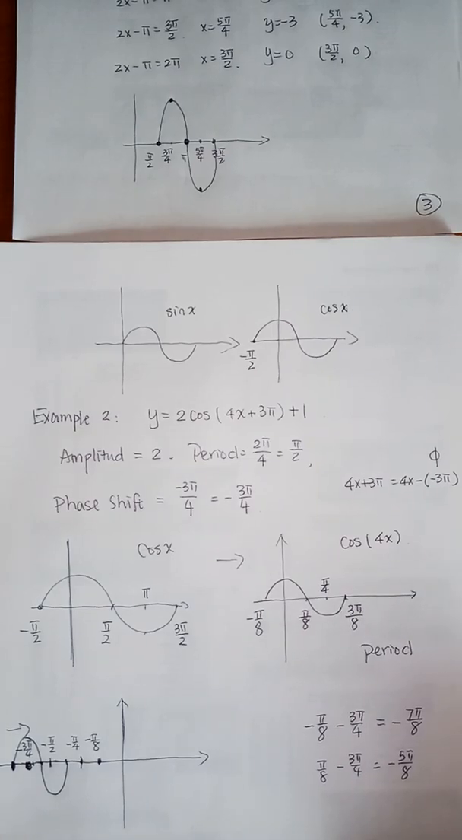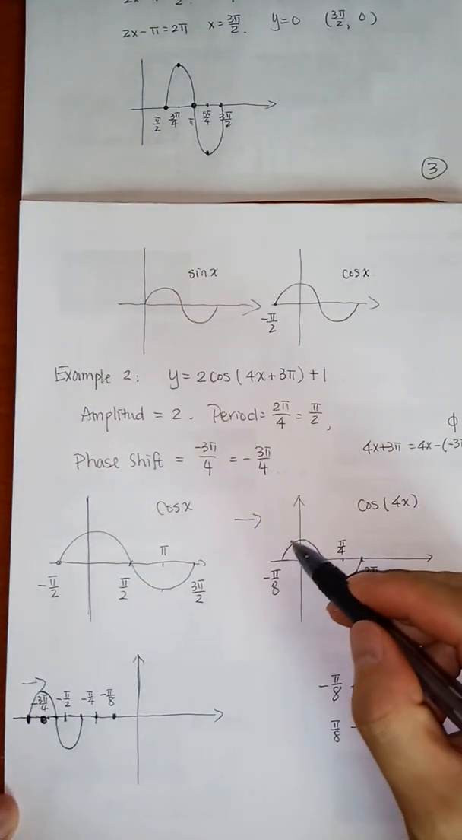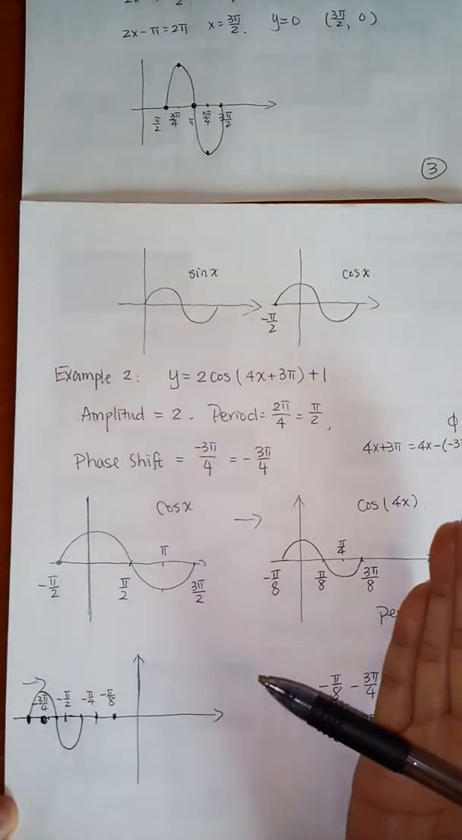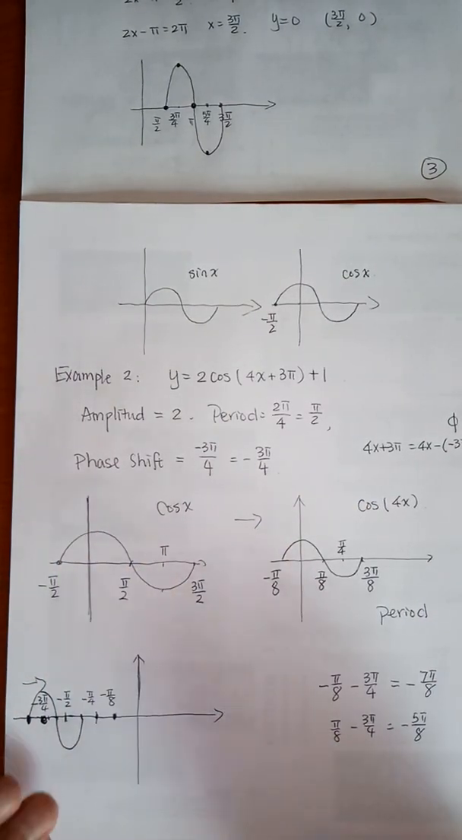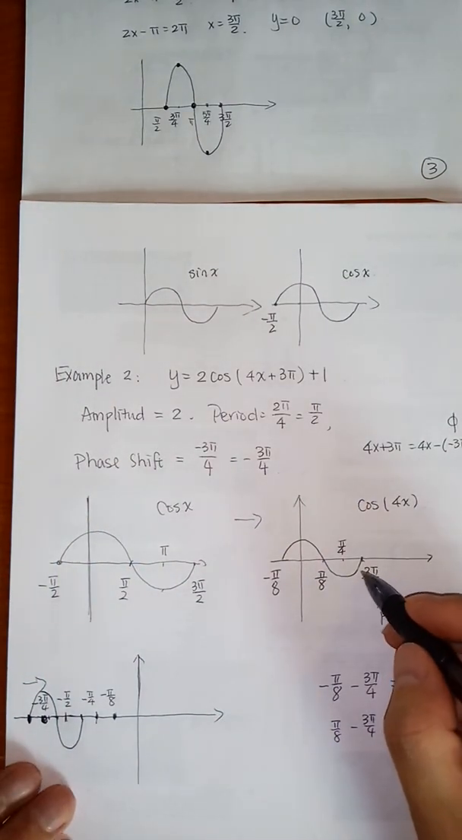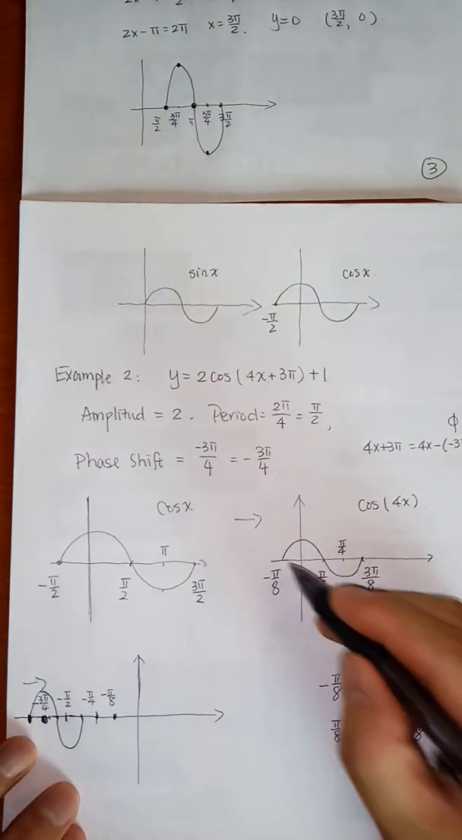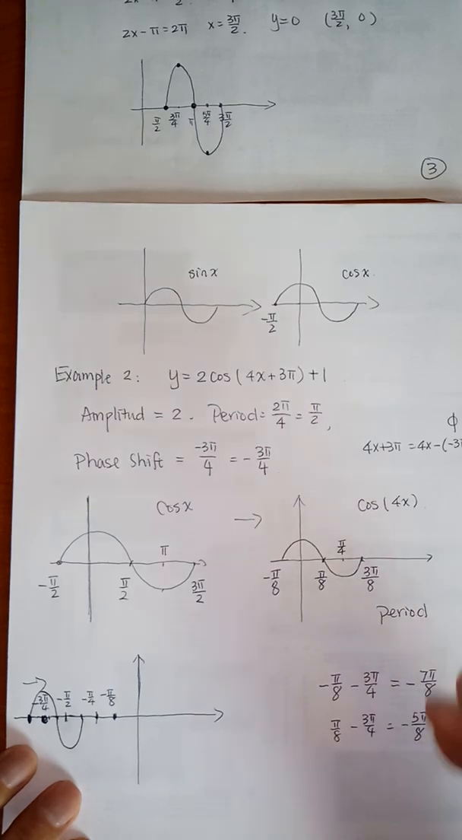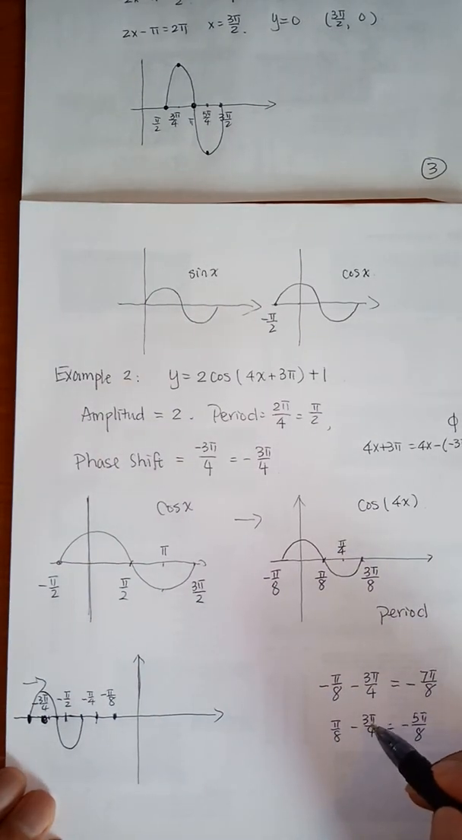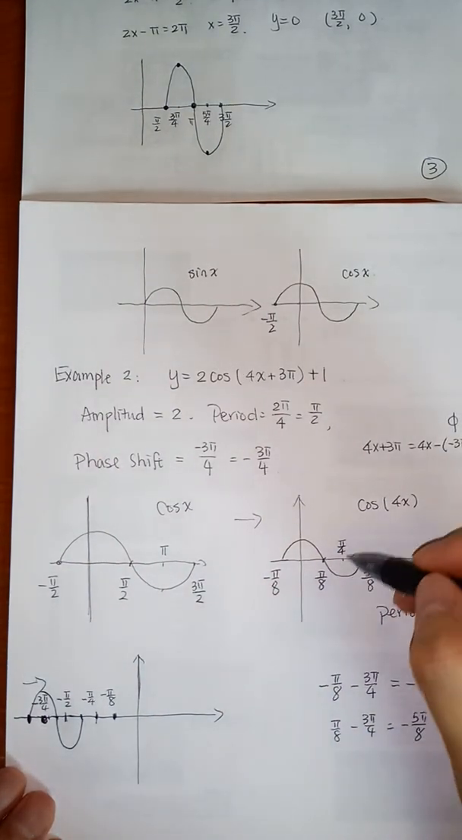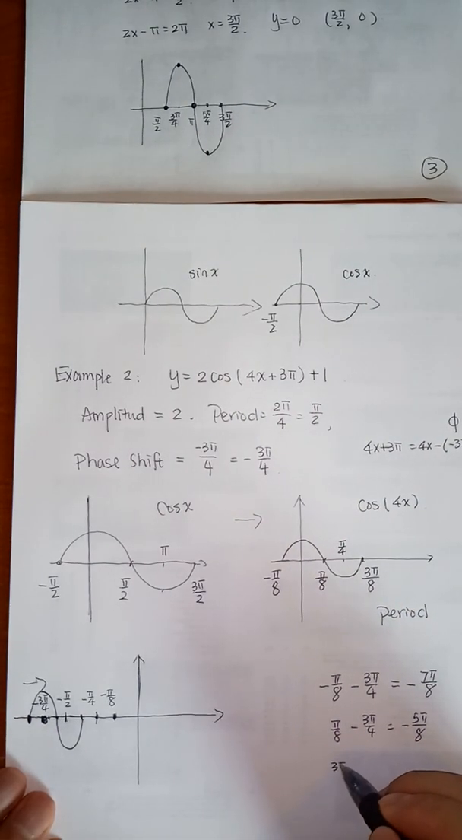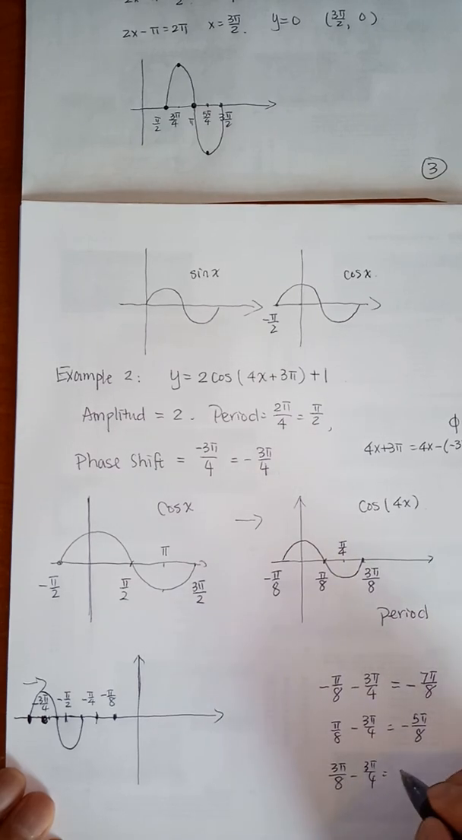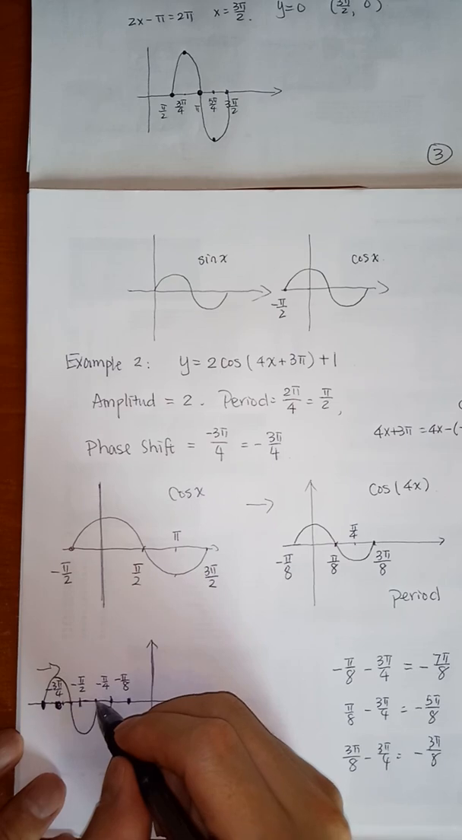Yeah, it's like this way. Okay, so you just sketch the graph here. You move it to this part. Check here. This point is negative 7 pi over 8. This point, pi over 8 plus move in the negative direction, is negative 5 pi over 8, and 3 pi over 8 minus 3 pi over 4 is negative 3 pi over 8. Negative 3 pi over 8 is here.